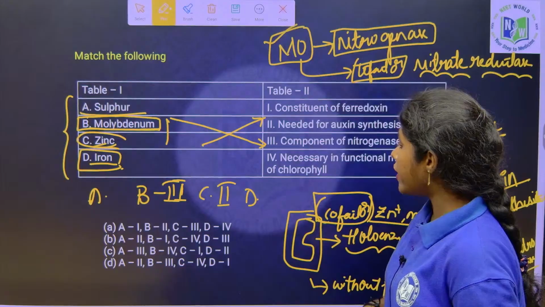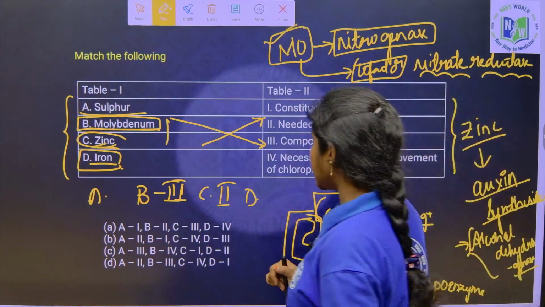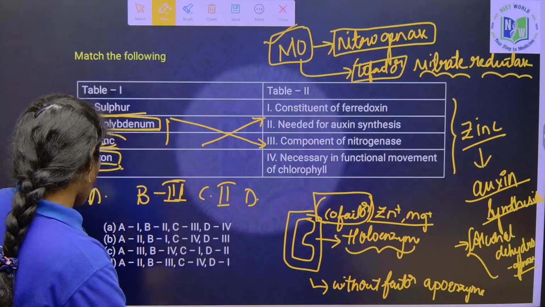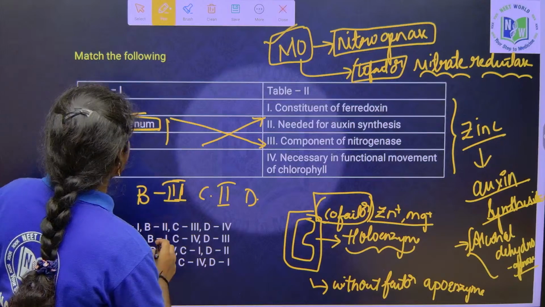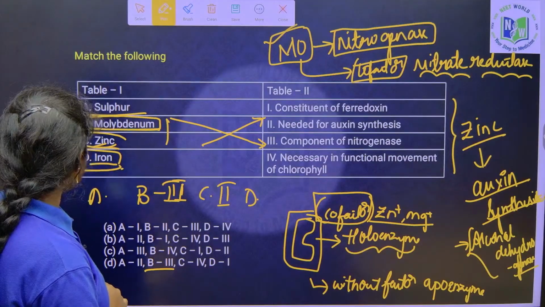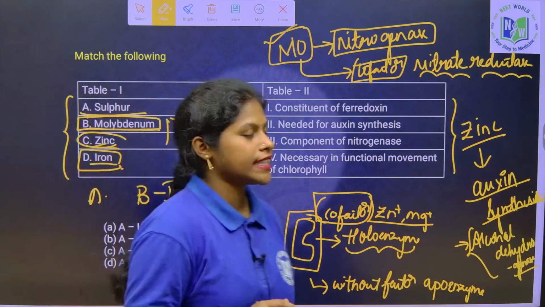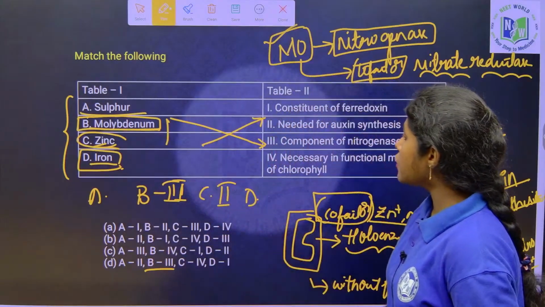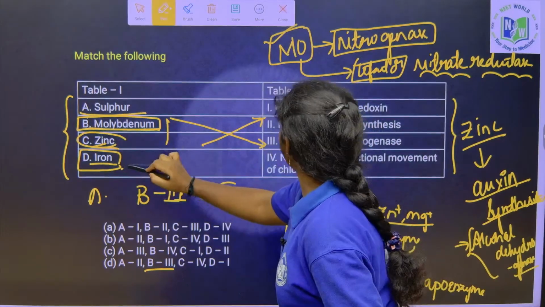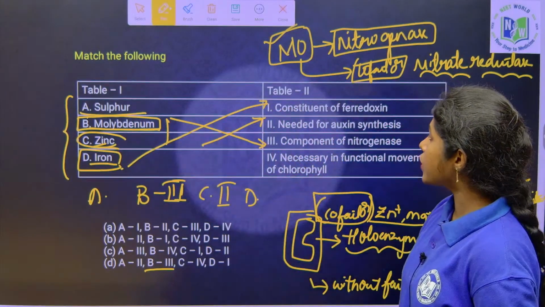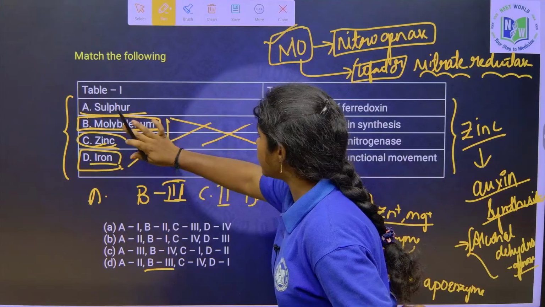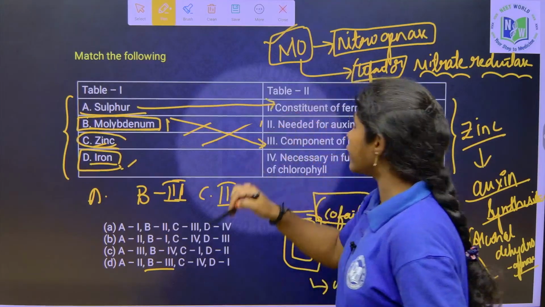Now according to the question we can eliminate the options. B is 3 and C is 2, right? So here the options are wrong, students. Let's see by ourselves. Coming to the iron. Iron is the main constituent for the ferredoxin. No, not iron, students. Sulfur is the main constituent for ferredoxin.